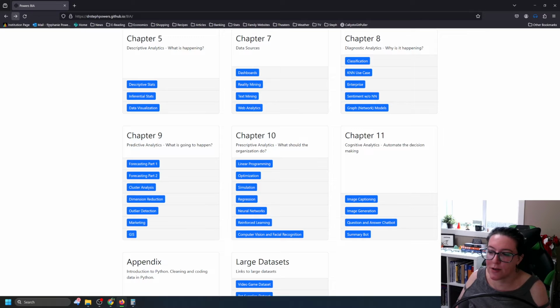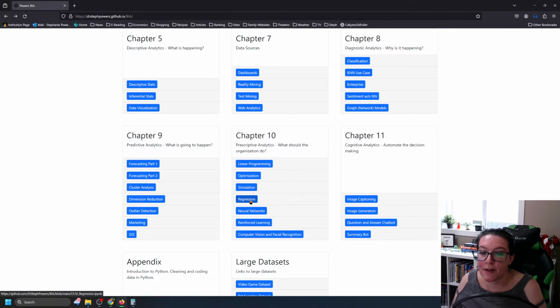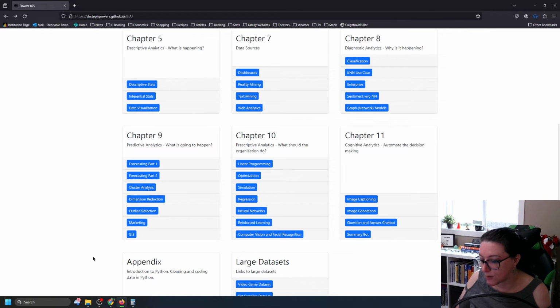So if you're working along with us, back up one step, we are at drstephpowers.github.io/BIA, and we are doing regression that you see here. You will also need the fundamentals.csv file, which you can find once you click in there as well.